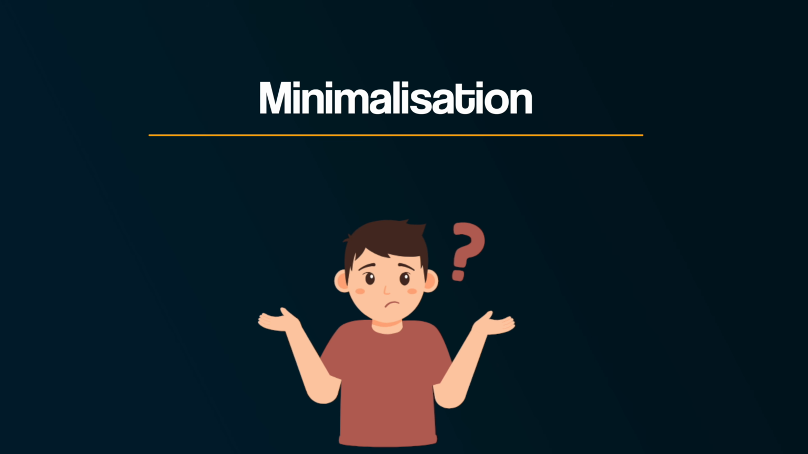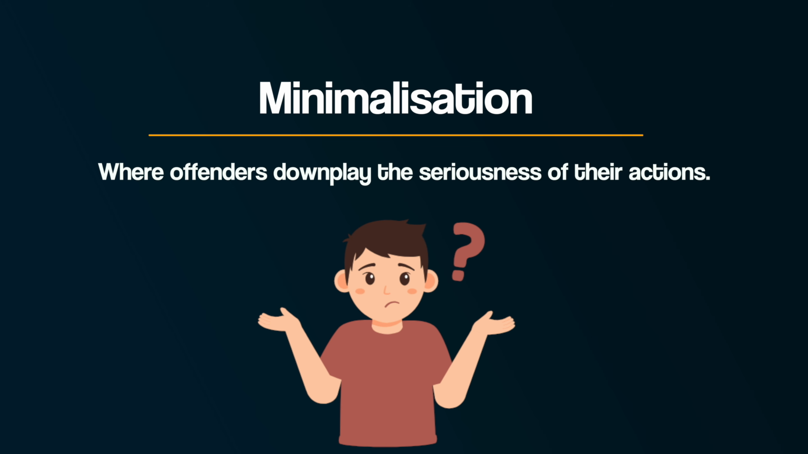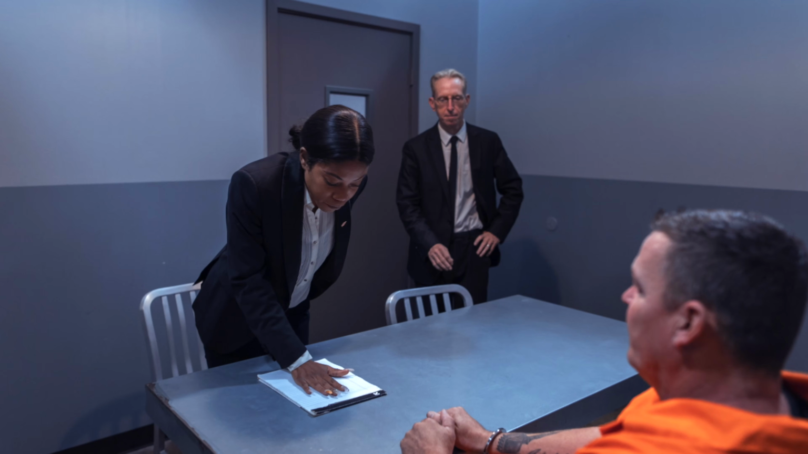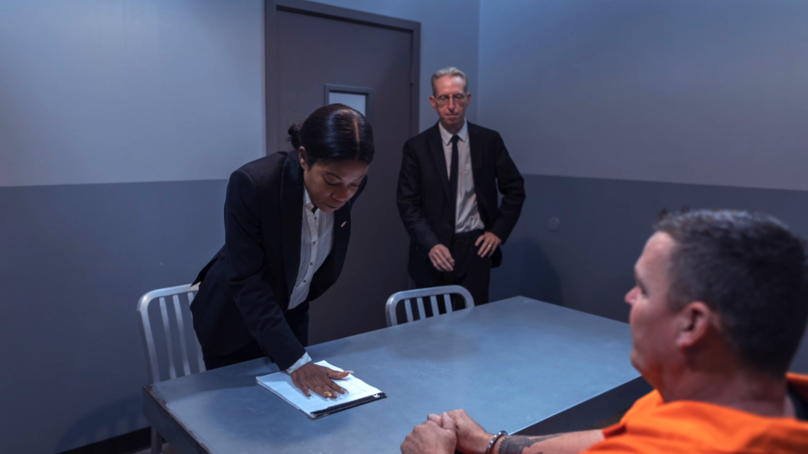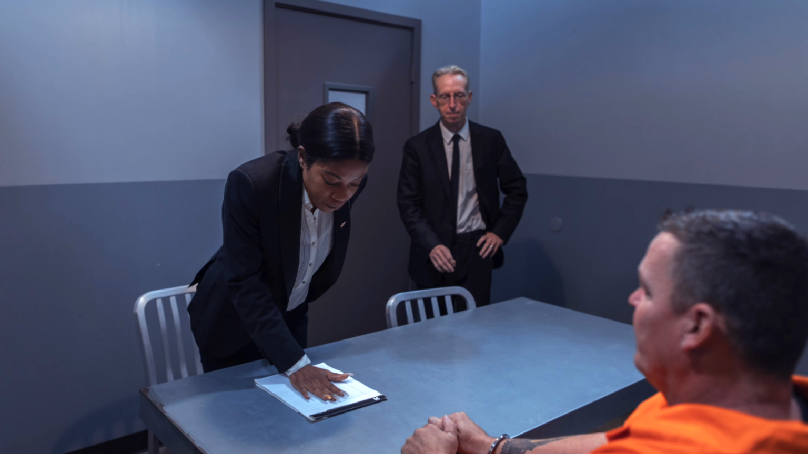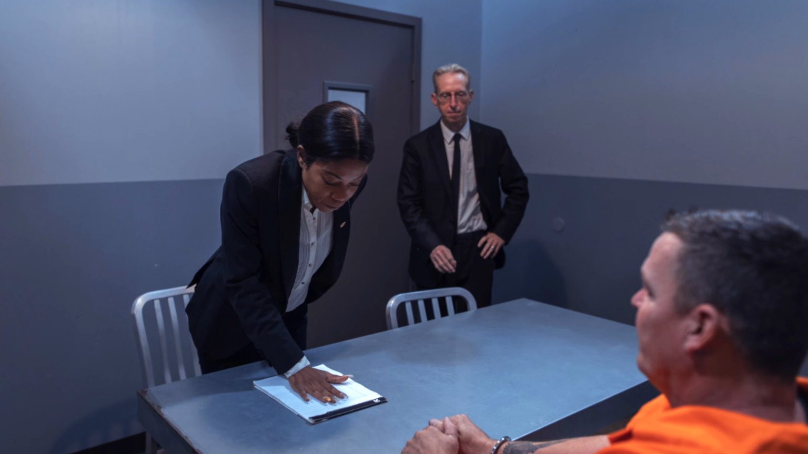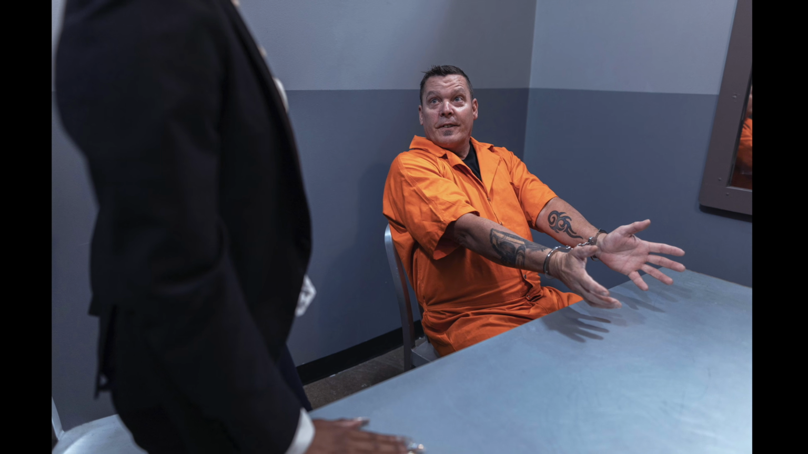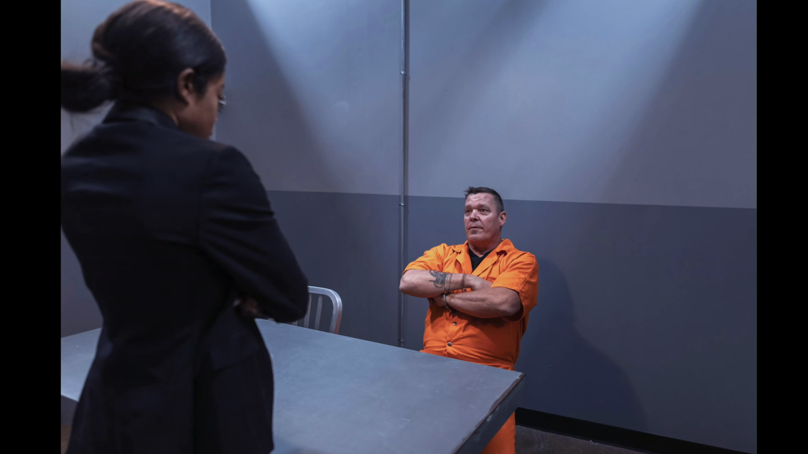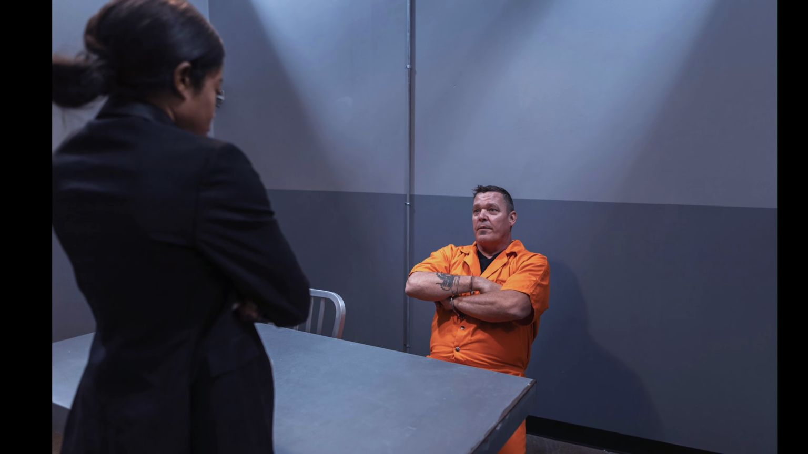Another cognitive distortion is called minimalization. This is where offenders downplay the seriousness of their actions. Research conducted by Barbaree in 1991 studied male sexual offenders and interviewed them to explore how they explained or justified their actions. Many offenders minimized the impact of their offences by downplaying the harm they'd caused to the victim.